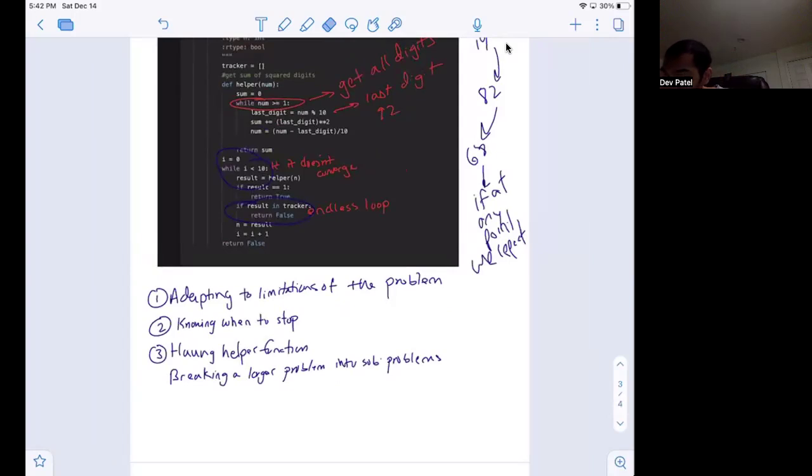Third is having a helper function. This while loop would have been a lot more difficult to create if we had everything in the while loop. But because we've created a helper function to get the sum of the squared digits, it makes it a lot easier in terms of how we're thinking about the problem. So having a helper function, breaking a larger problem into smaller subproblems that you can individually solve, and making those separate functions, to help simplify the problem and showcase your steps, is going to make your approach more clear and readable to other people.